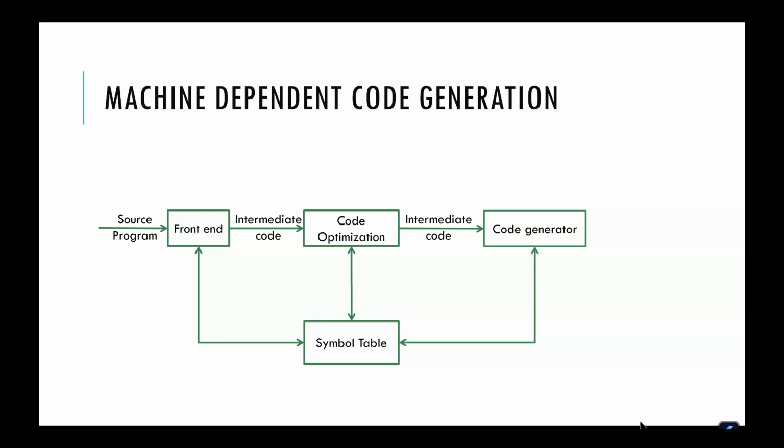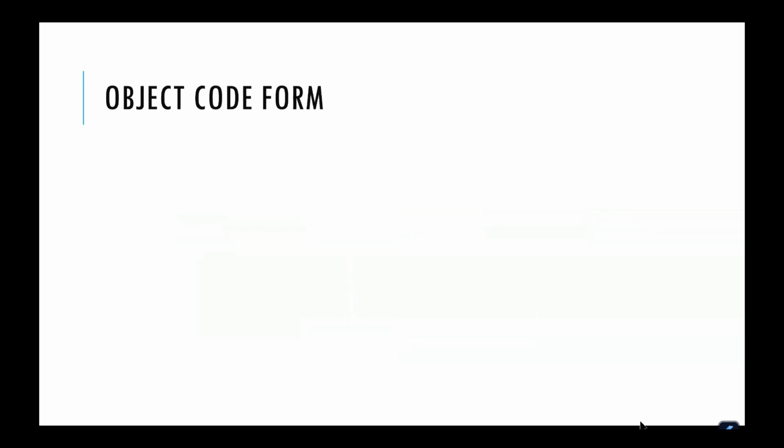After reading the variables, identifiers, keywords, all these things, it is going to be generated in the code as an output of object code. This is about the machine dependent code generation. Next, we will discuss object code forms. The output of code generation is an object code or machine code.